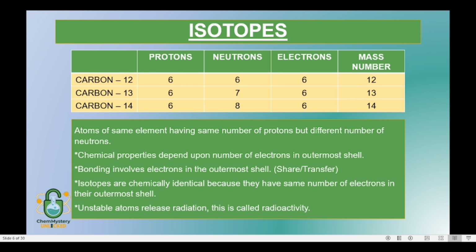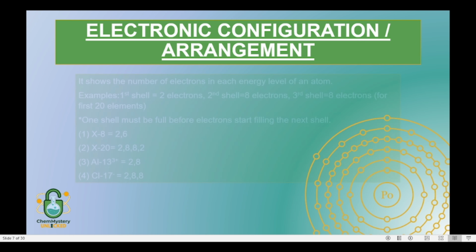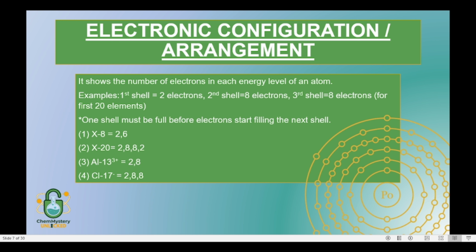the electronic configuration or arrangement. It shows the number of electrons in each energy level of an atom. As you can see on the right hand side, there are a number of shells. This is the first shell, this is the second shell, and this is the third shell. So then these are the electrons. ये हमारे पास electrons होते हैं shells में.